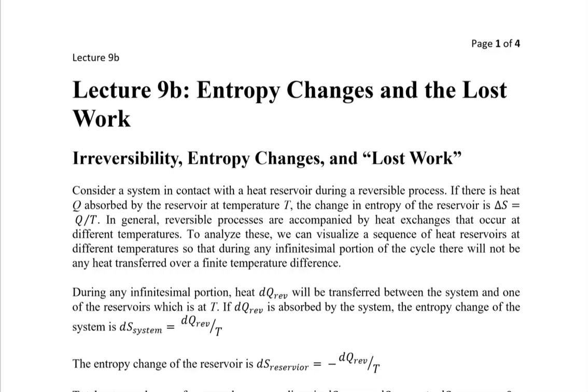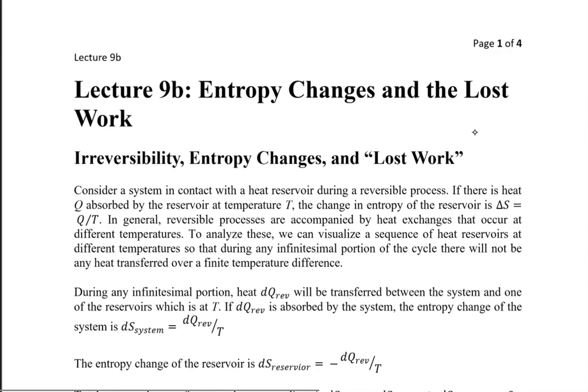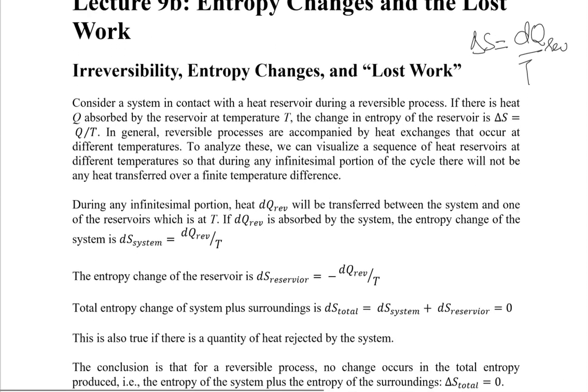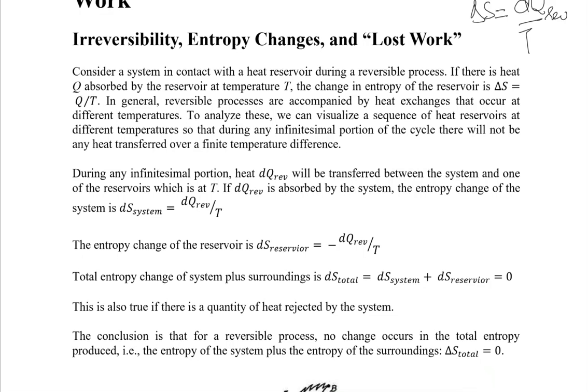Consider a system in contact with a heat reservoir. Remember, for a reversible process, the entropy change in a system is equal to dq by T. During any infinitesimal portion, if we are looking at a quasi-equilibrium process, the heat will be transferred between the system and the reservoir, which is at temperature T, and that means the system entropy change would be equal to dq by T.